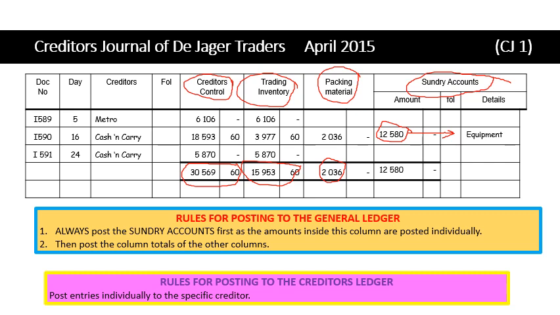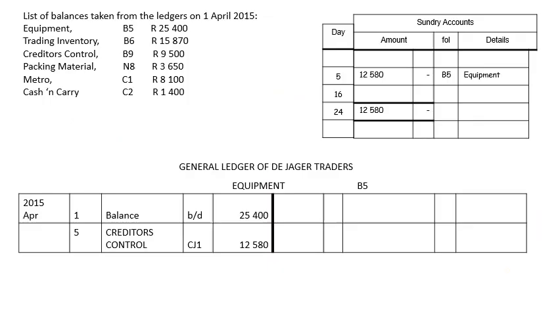Then after we've done the posting to the general ledger, we also have to keep track of our creditors. So each of our creditors will have an account in a new ledger called the creditors ledger. In this exercise, there are two creditors. There's Metro, so we will have an account for Metro in the creditors ledger. And then there's Cash and Carry. We will have an account for Cash and Carry in the creditors ledger.